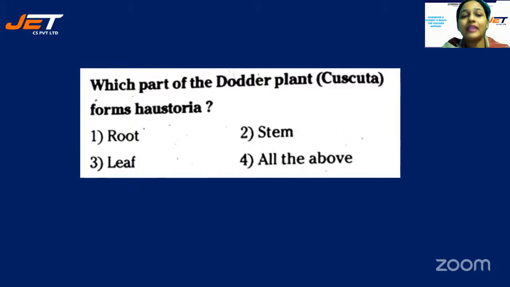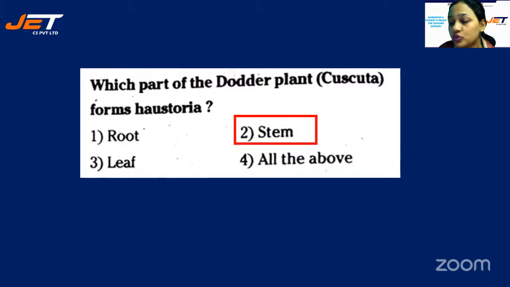Okay. Next question. Which part of the dodder plant or cascata forms hostoria? And your options are number 1 root, number 2 stem, number 3 leaf, or number 4 all the above. Cascata plant is a parasitic plant. Yes. It absorbs nutrition through hostoria. So which part of the plant forms hostoria? And the correct answer is number 2, stem.